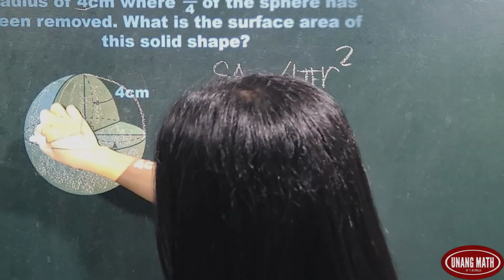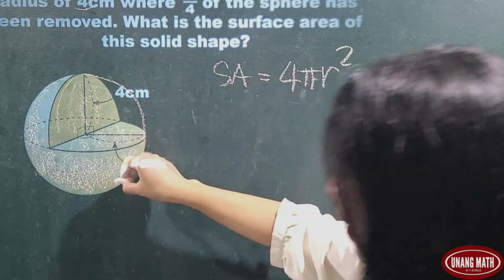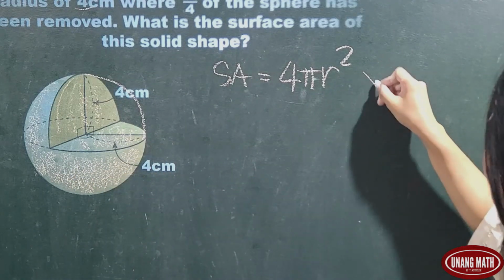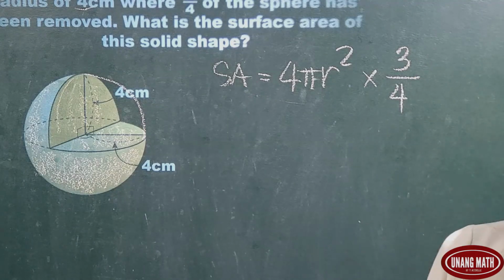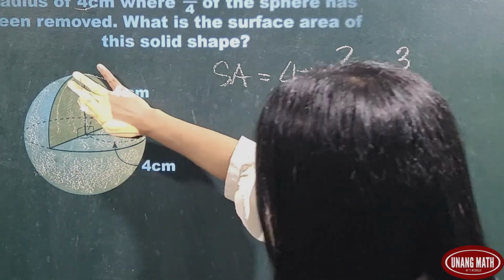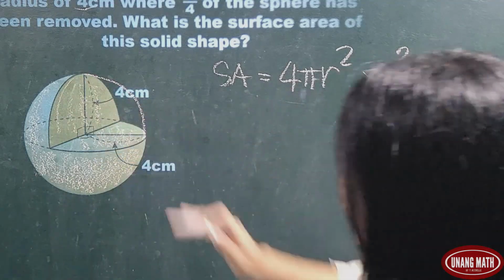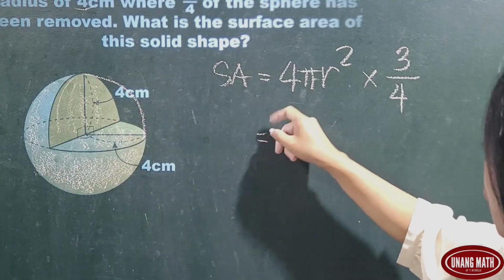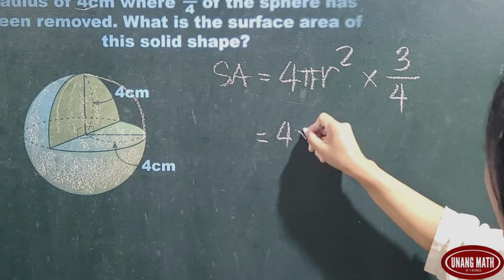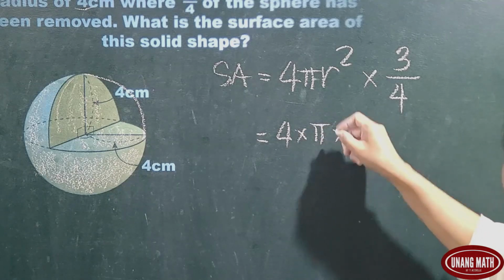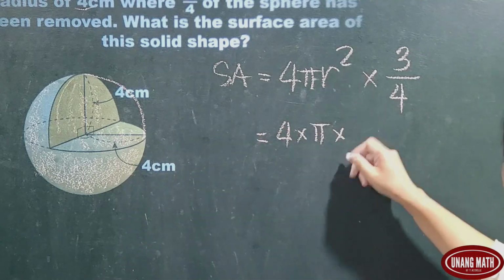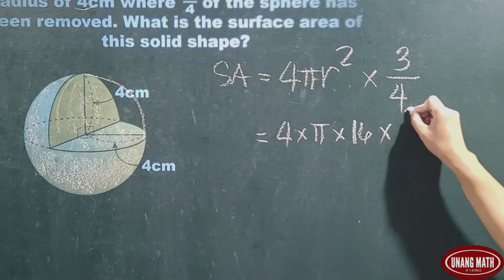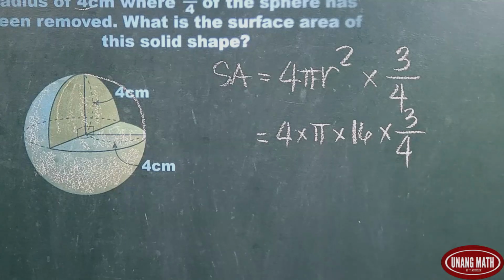And since 3/4 is remain, then we have to multiply this one by 3/4. And later on, we will add this surface area. Let's substitute. So 4 times pi, times the radius, which is 4 centimeters. So 4 squared, that's going to be 16. Times 3 over 4.